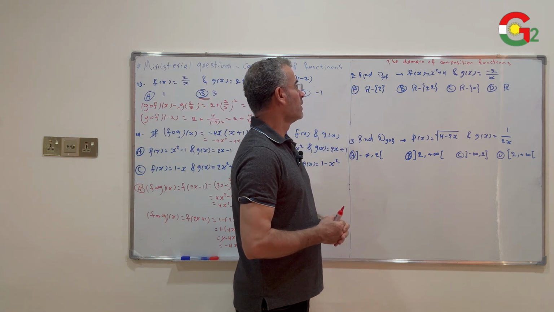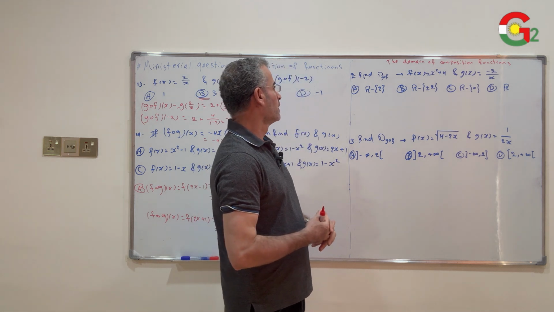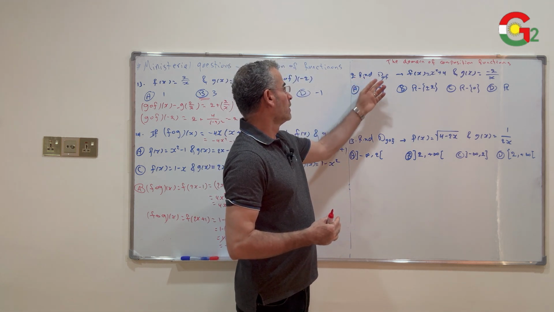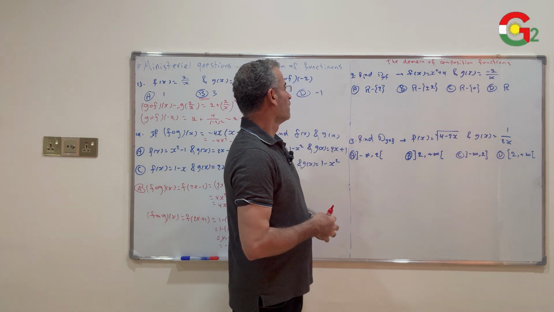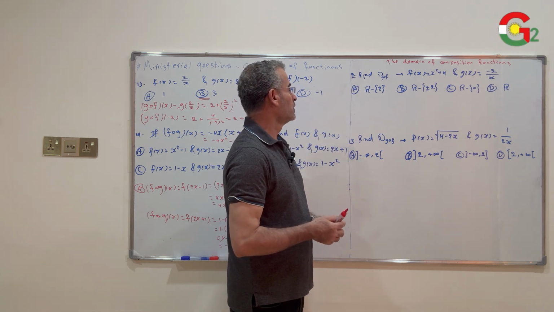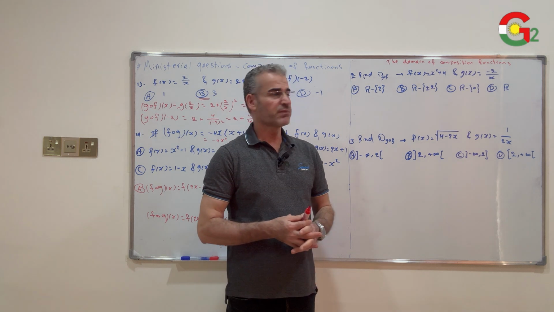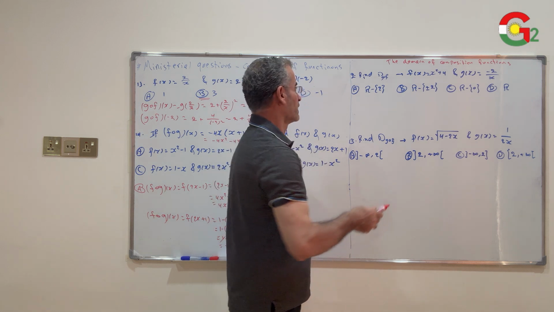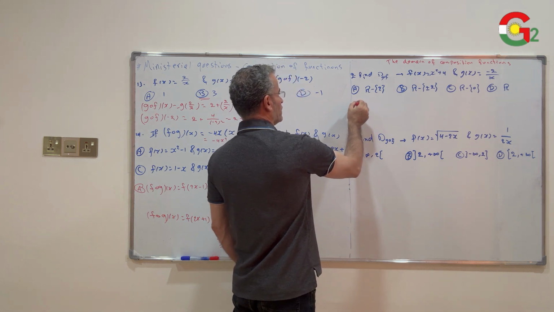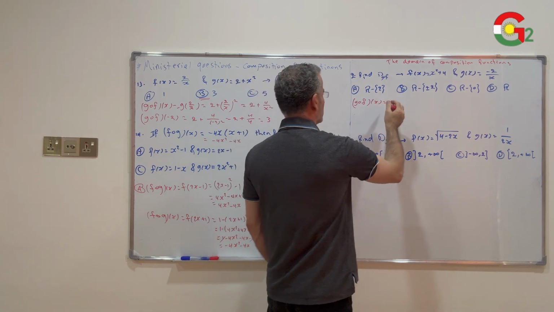The domain of composition functions. Find number 2. I skip 1 because I solved it before. Find the domain of g∘f if the function f(x) = x² + 4, g(x) = -2/x. First, I will need to find g(f(x)), then I'll find its domain.